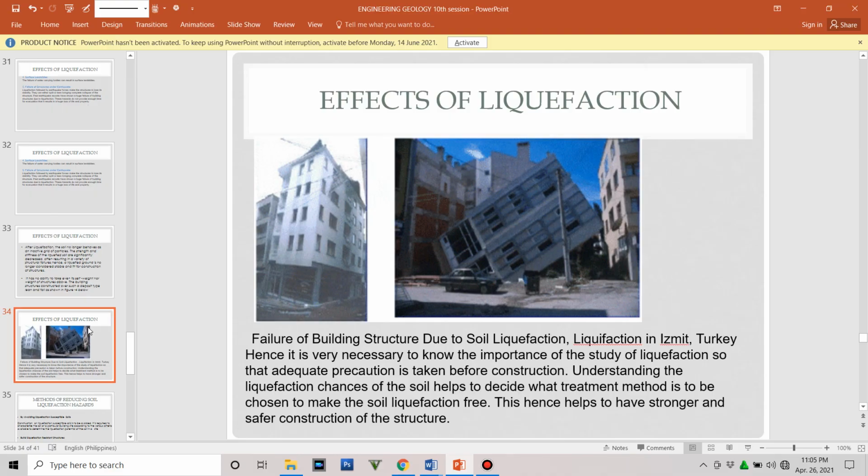It's very necessary to know the importance of the study of liquefaction. So, meron tayong adequate precaution before constructing a building. So, understanding liquefaction, chances of the soil helps to decide what treatment method is to be chosen to make the soil liquefaction free. This hence helps to have stronger and safer construction of the structure.